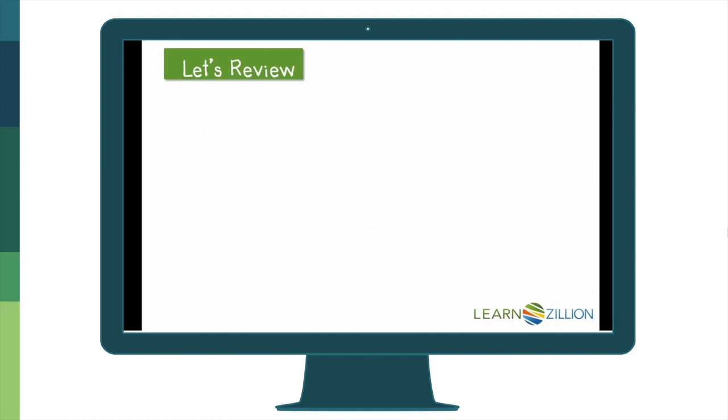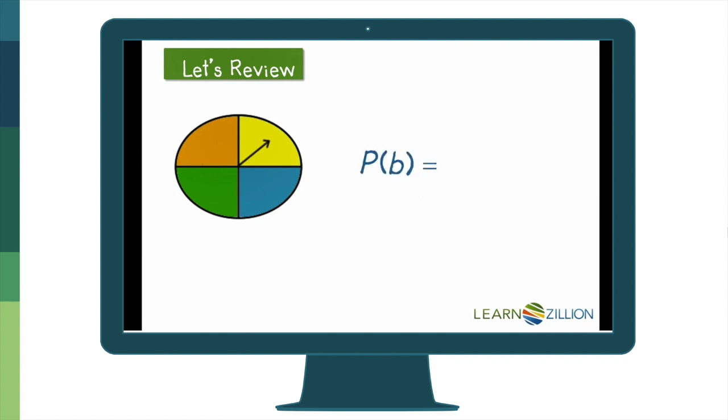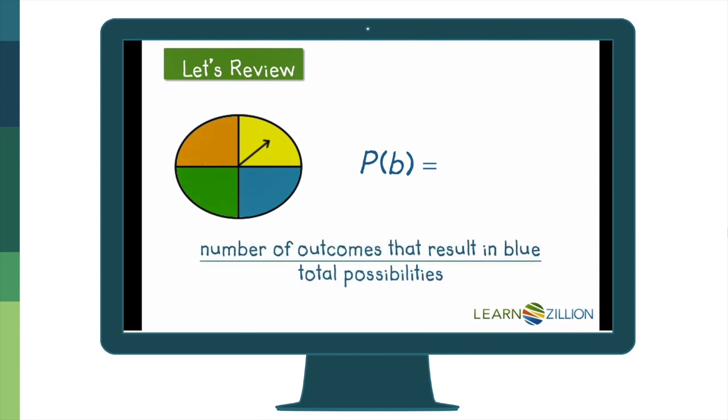So let's review. If you were asked, what's the probability of this spinner landing on blue, you would say the probability P of blue, our desired outcome, which I'll write as B, equals the number of outcomes that result in blue over the total possibilities. So there's 4 equal outcomes, and 1 of them results in blue. So 1/4 is our probability.